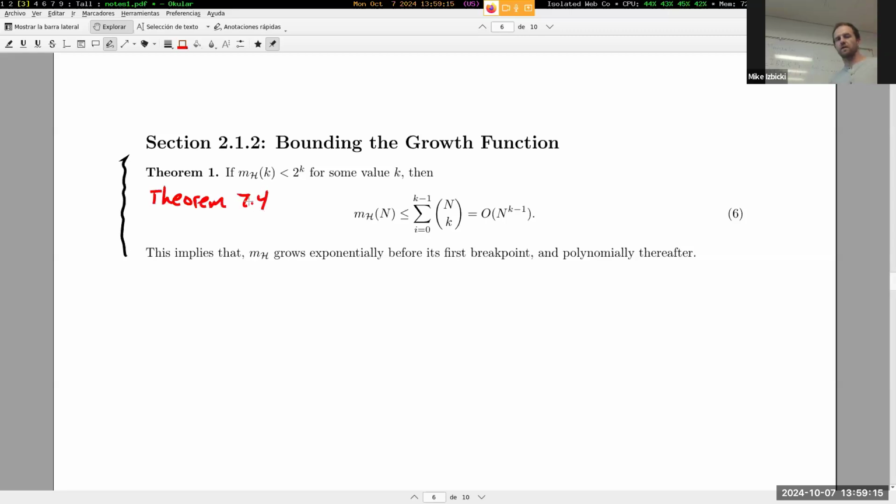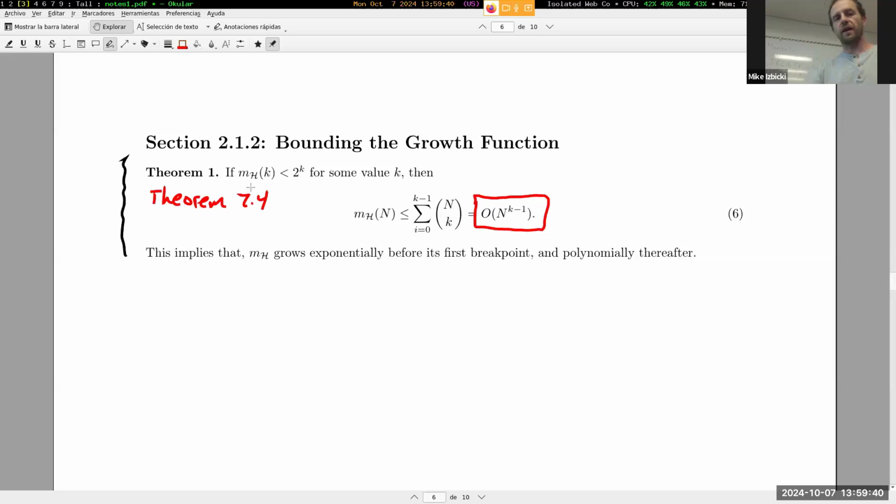And we're not going to prove this theorem in class. We're just going to talk about what this theorem means. In the textbook, all they do for the theorem is state this part right here, that the growth function is bounded by this scary looking summation. But the reason this is important is because this summation is upper bounded by a polynomial.